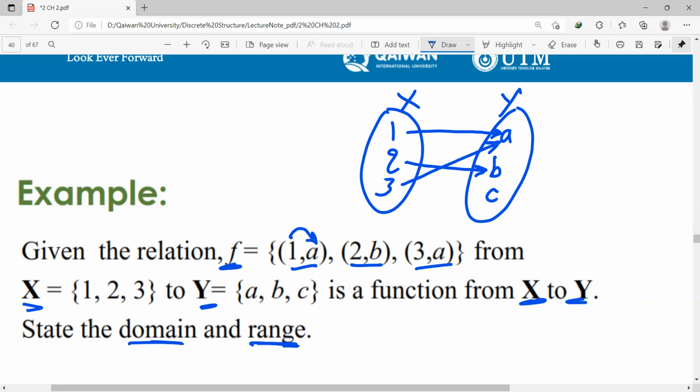Here this is a function because all elements in X have images, and none of the elements in X has two different images.